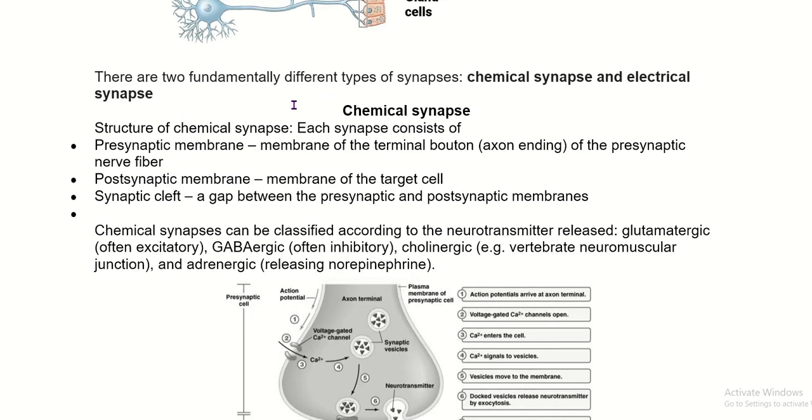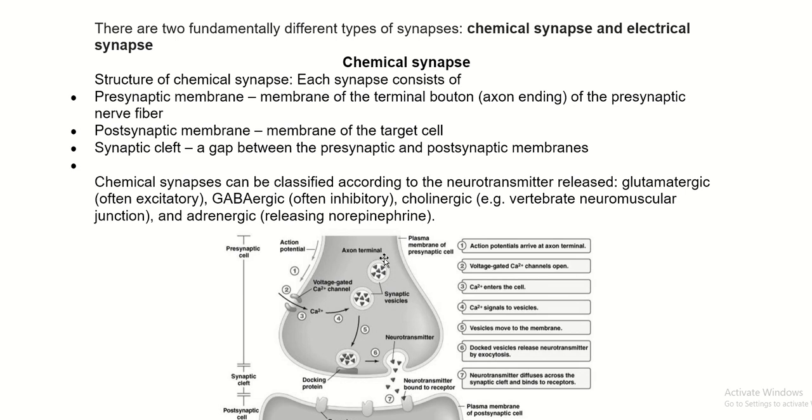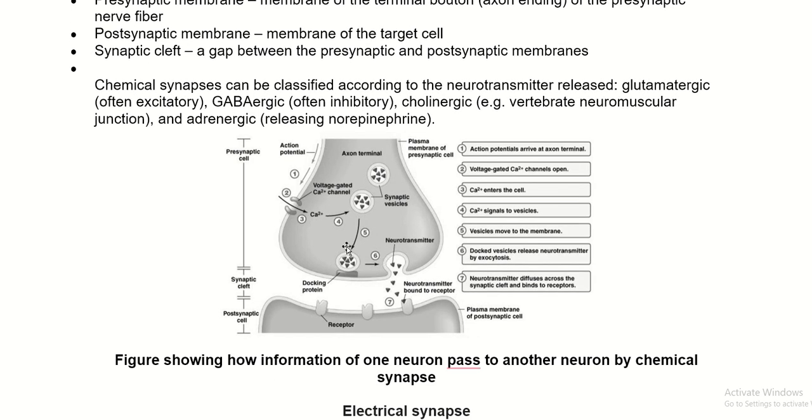Structurally, the synapses are two types: chemical synapse and electrical synapse. The chemical synapse has the following parts. This is the presynaptic membrane. This is the terminal portion of the axon of the first neuron. This is the second neuron. This portion is known as the postsynaptic membrane, and there is a gap present between the presynaptic membrane and postsynaptic membrane. This is known as the synaptic cleft.